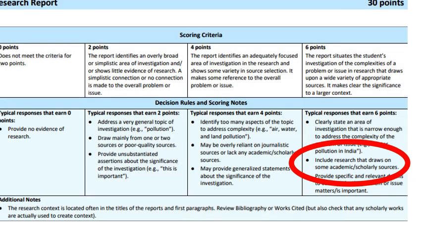Okay, so this is the rubric for the IRR. In row 1 of the rubric, it clearly states, include research that draws on some academic scholarly sources. If you do not do this, it will be hard to gain the full 6 points for this row.